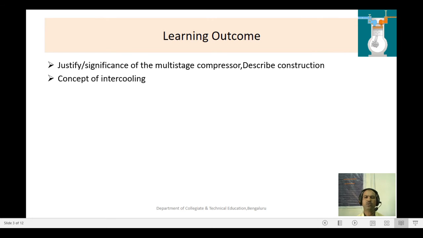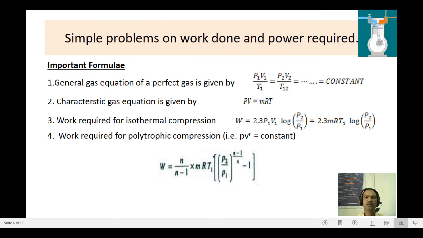And also we have discussed the work done for the different processes like isothermal, isentropic, adiabatic and polytropic processes, and we have solved a simple numerical. Here I will highlight once again the basic formulas required to solve the problems, and this is very important, students. In the examination, one question is compulsorily asked based on this work done. It may be polytropic, isentropic or isothermal. So you have to remember these 3 to 4 formulas to solve the problems.